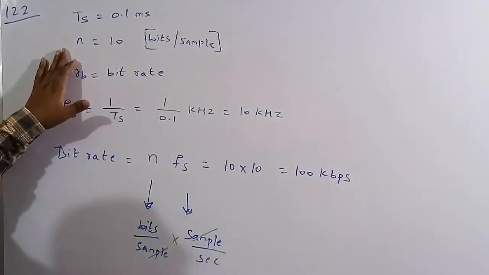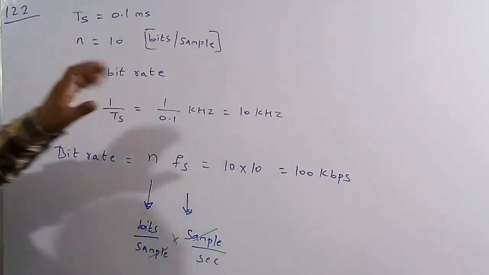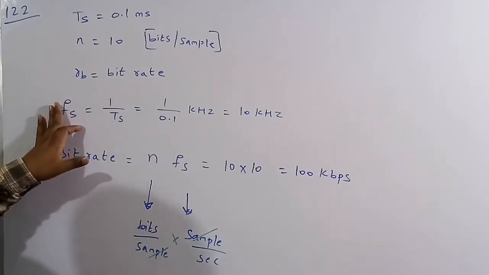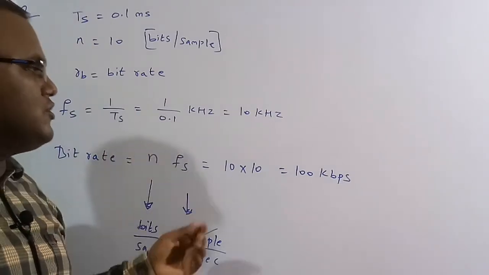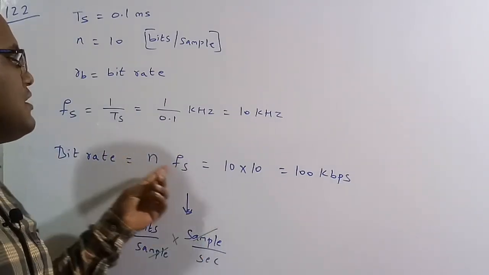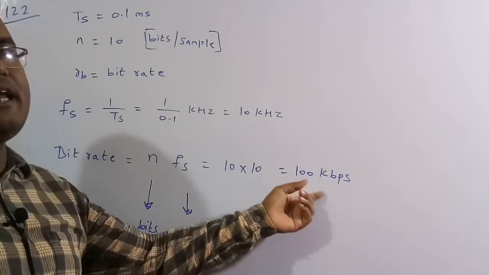So basically n is the number of bits per one sample, and fs is the sampling frequency, and we can also say the number of samples per second. So finally the bit rate is n into fs. So the final solution is 100 kbps.